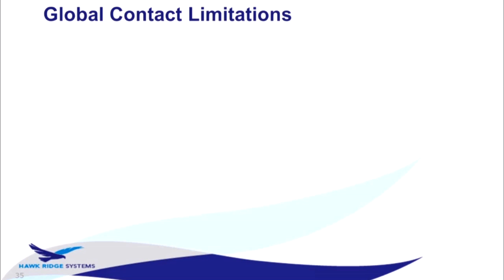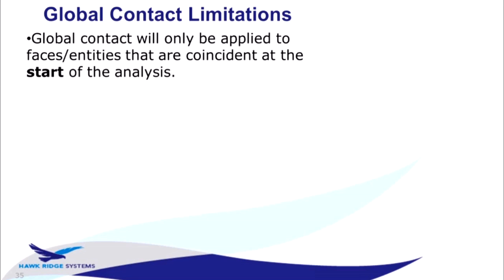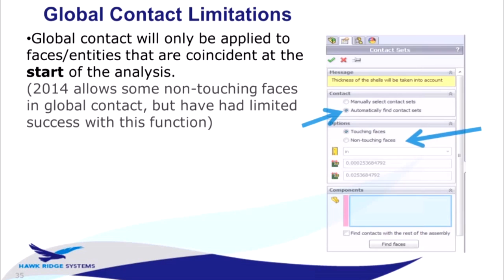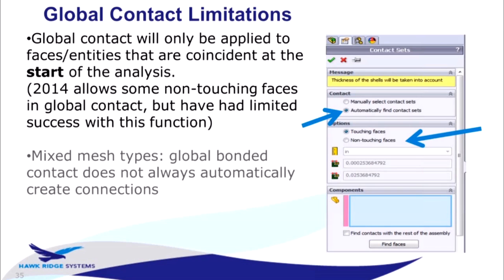However, the global contact assumption doesn't apply everywhere. It first of all doesn't apply to faces that are not initially touching. We're going to have to manually address interactions between any parts that are not initially touching. Now, I should point out in SOLIDWORKS 2014, they added an option to search for non-touching faces in the global contact. I've had limited success with it, to be honest. You're welcome to try it out, but I've had better success by just assuming that I'm going to have to deal with any non-touching faces manually.